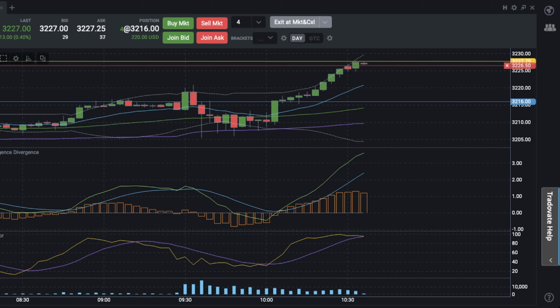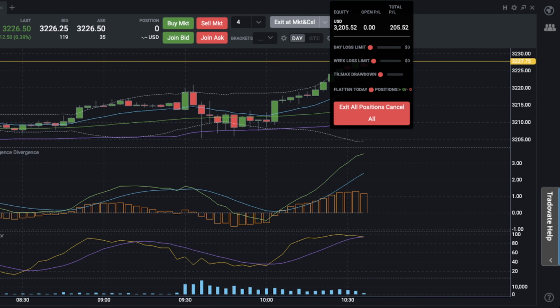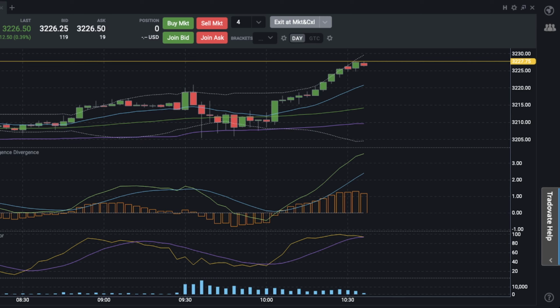Yeah, I think we're going to get a pullback here. There we go. All right, I just got stopped out. Good trade though, $205. So 205 on that trade, and that took probably, let's see, about 23 minutes. So not a bad trade.